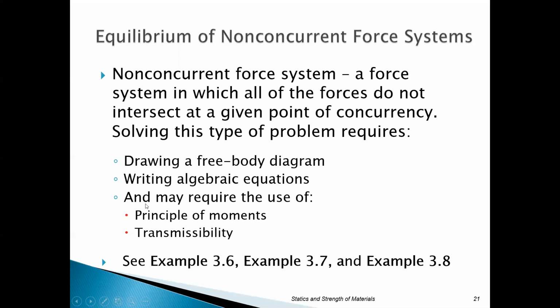The thing we haven't been using too much is transmissibility. You don't use transmissibility when you are in the parallel force systems. So can anybody tell me what transmissibility means? We've talked about it. You've read about it. Can anybody give me the definition of transmissibility? No one has an idea?